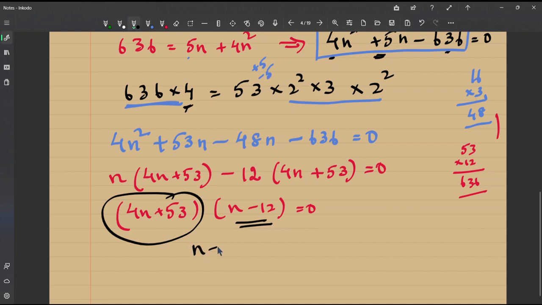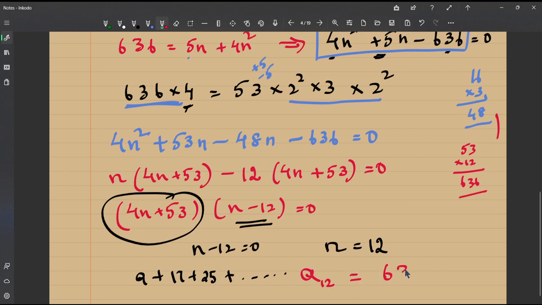n minus 12 is equal to 0, or the number of terms in the arithmetic progression should be 12. There should be 12 terms, so that the 9 plus 17 plus 25 plus so on till 12 terms. Whatever the last term is, it can be easily found out, is equal to 636. So our answer here is n is equal to 12.